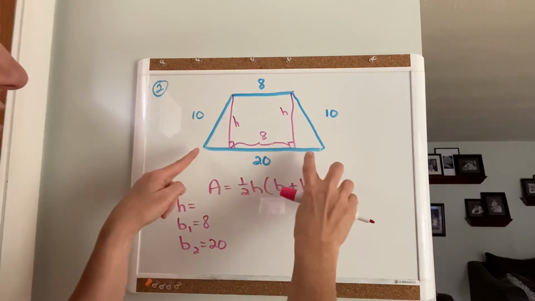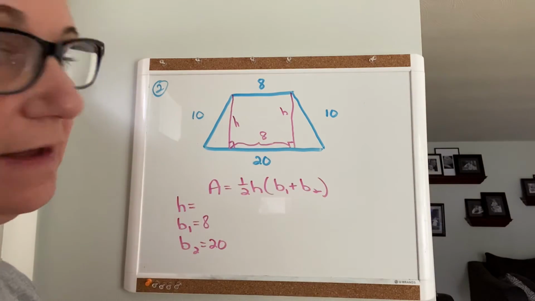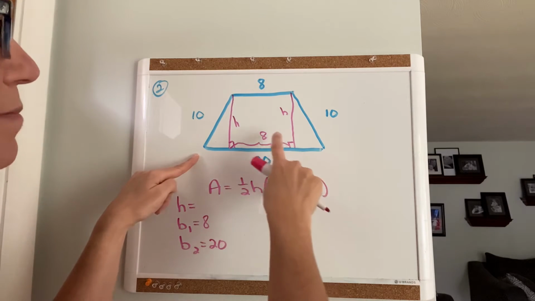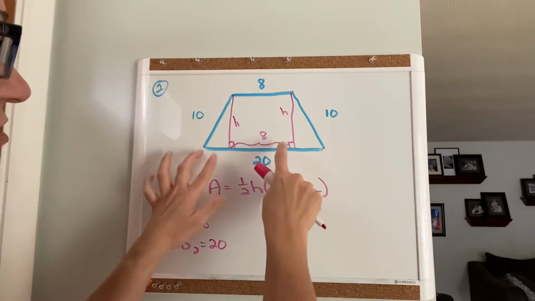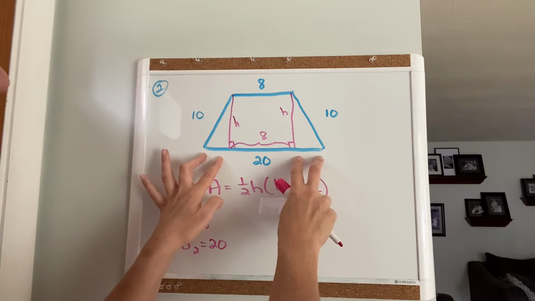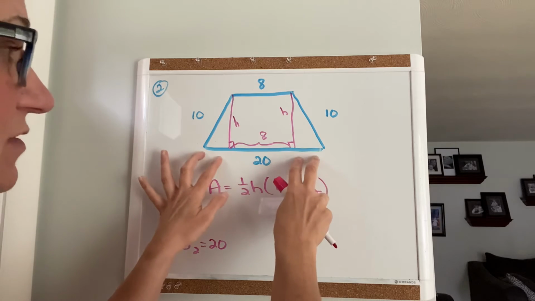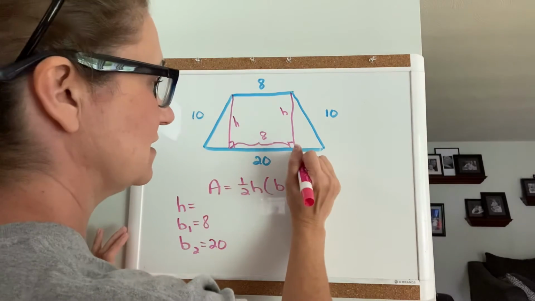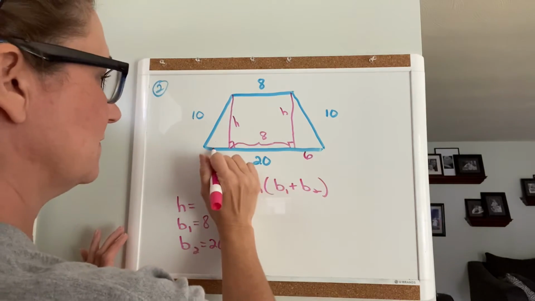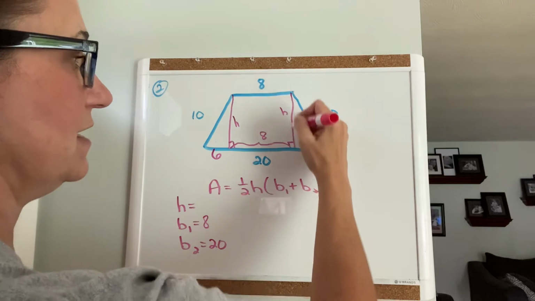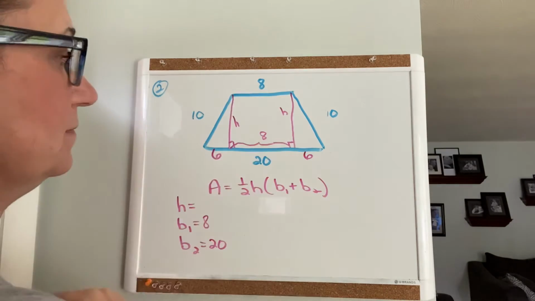The whole length is 20, and keep in mind, this is not drawn to scale, obviously. The whole length is 20. 20 minus 8 is 12. So that means these two pieces have to add up to 12. And since it's an isosceles trapezoid, they have to be the same. So 12 divided by 2 is 6. So this length is 6. This length is 6. And if you notice, you have a right triangle here on both sides.